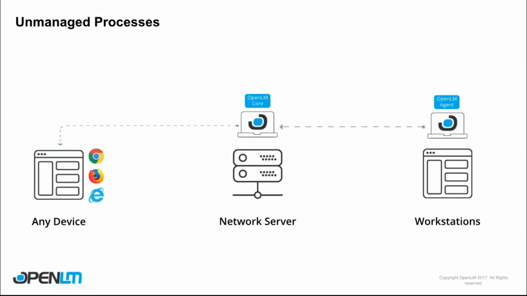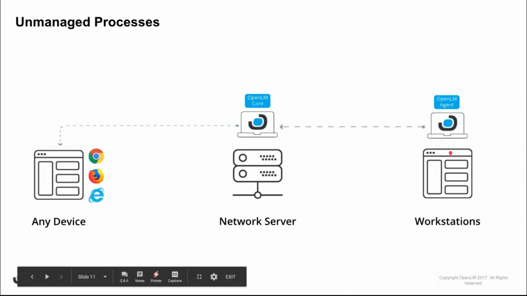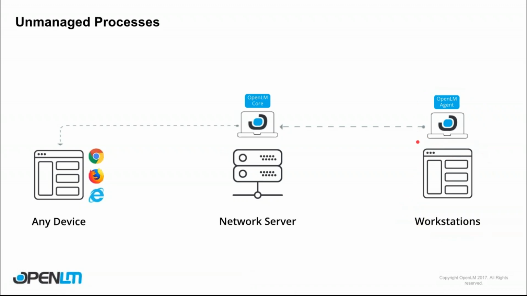Now we'll take a look at Unmanaged Processes and see how to configure it on your system. Unmanaged Processes allows you to monitor custom-made applications and even standalone applications on the workstations themselves. So all you need to do is simply install the OpenLM Agent on the workstations you want to monitor. They in turn will send information to the OpenLM Server, which will display everything in the normal charts and graphs that you're already used to.